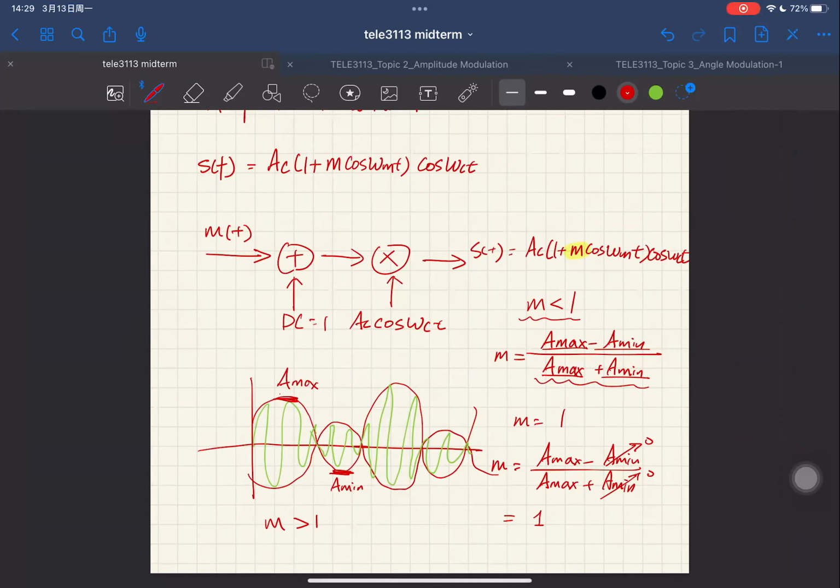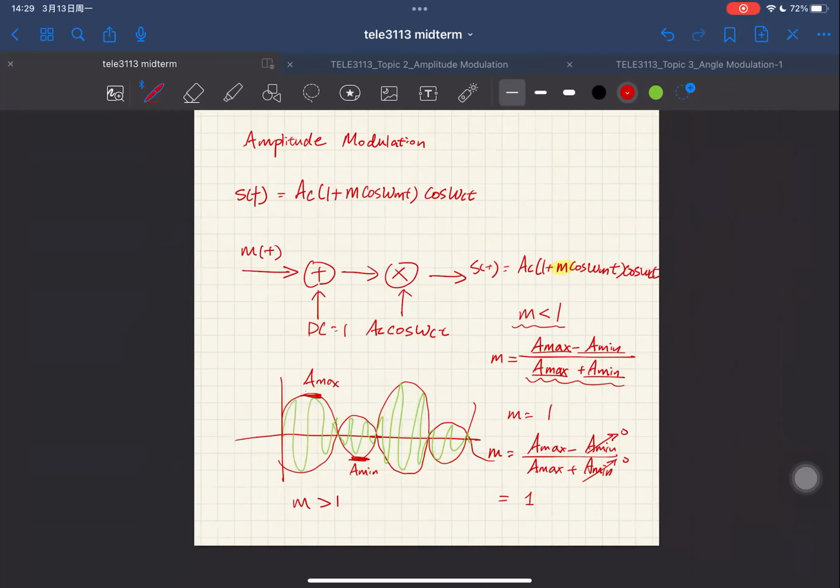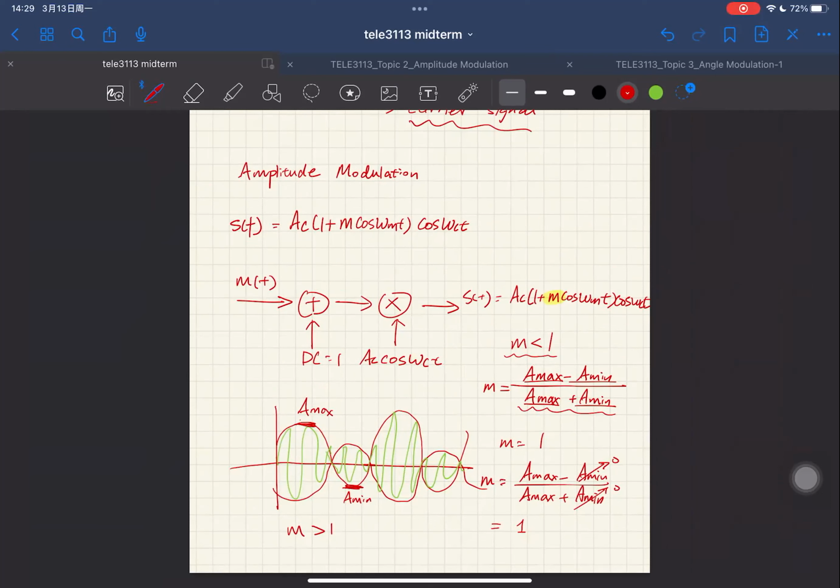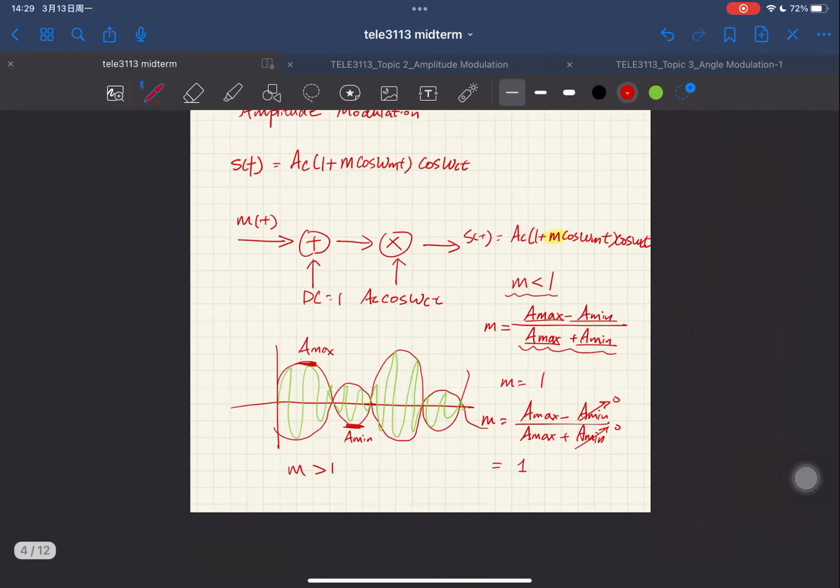Anyone got a question on this? Okay, cool. So that's how we understand the modulation index and the envelope waveform. From the mathematical perspective, I think it's better to understand it this way.